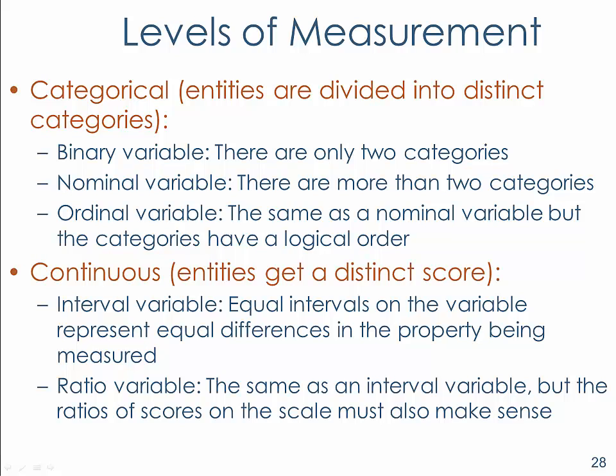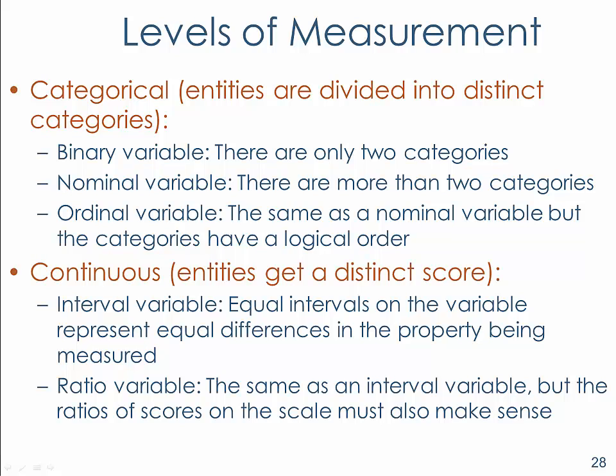And we also have in that categorical type of variable, ordinal level variables as well. The ordinal variable is similar to the nominal variable, but the categories have a logical order. For example, whether people got a fail, a passing, a merit with distinction on their exam. Next we have continuous variables, where the entities get a distinct score. And with the continuous variables, we have interval variables and ratio variables.